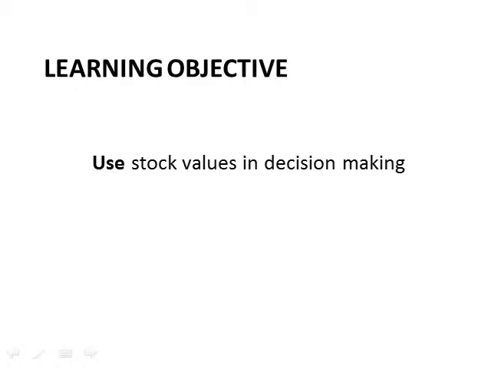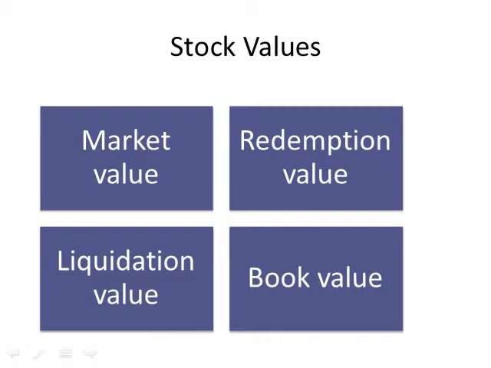So our next objective is to use stock values in decision making. The business community measures stock value in various ways, depending on the purpose of the measurement. These values include market value, redemption value, liquidation value, and book value. The stock's market value or market price is the price a person can buy or sell one share of stock. Market value varies with the corporation's net income, financial position, future prospects, and general economic conditions. In almost all cases, stockholders are more concerned about the market value of a stock than any other value.